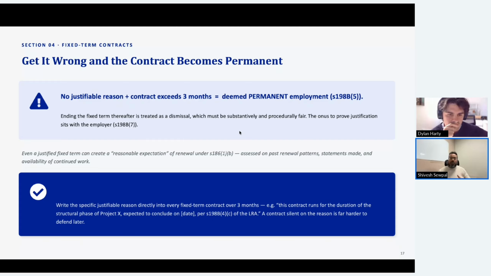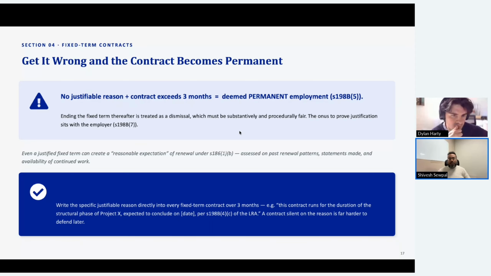There's also a second risk. Even where the fixed-term contract is lawful, repeated renewals or assurances can create a reasonable expectation of renewal under Section 186(1)(b). So if an employer repeatedly renews short-term contracts or tells the worker, "Don't worry, we'll keep extending," the worker may later argue that they reasonably expected renewal or ongoing employment.